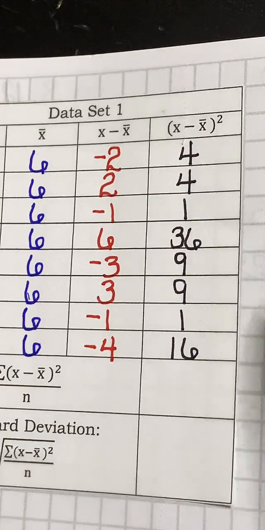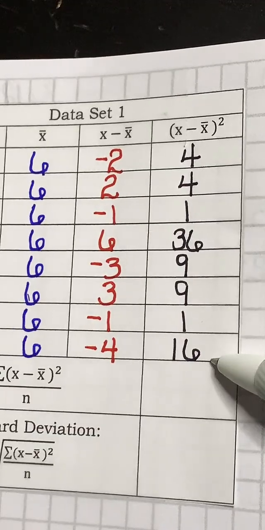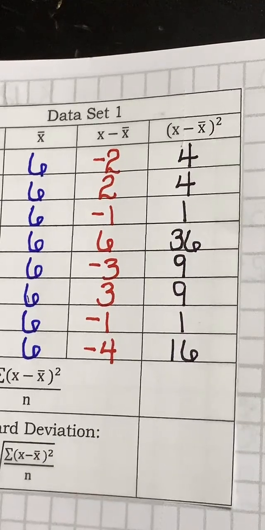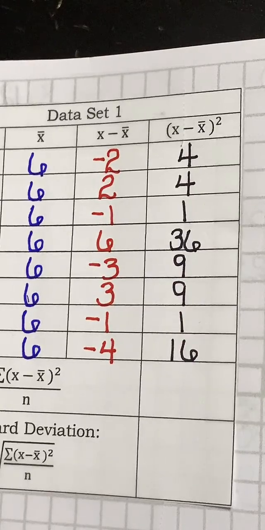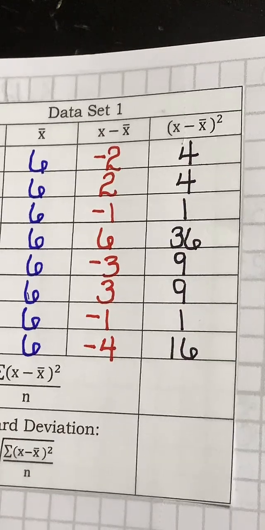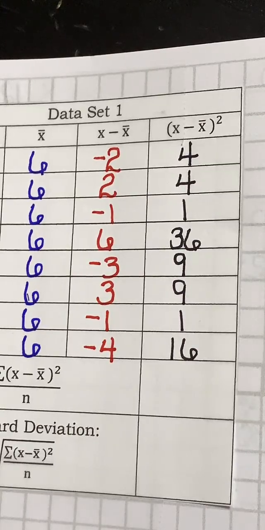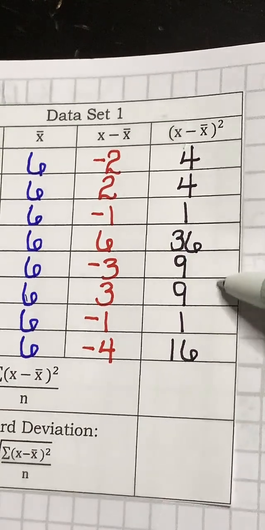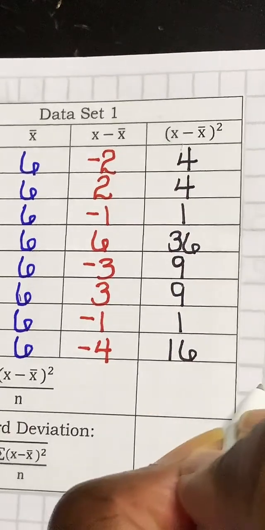Now, all we have to do is add all these up and divide by 8. So you have your 4 plus 1 plus 36, 9, 9, 1 and 16. And then we're going to divide that number by 8. So when you add all these up and divide by 8, what do you get?